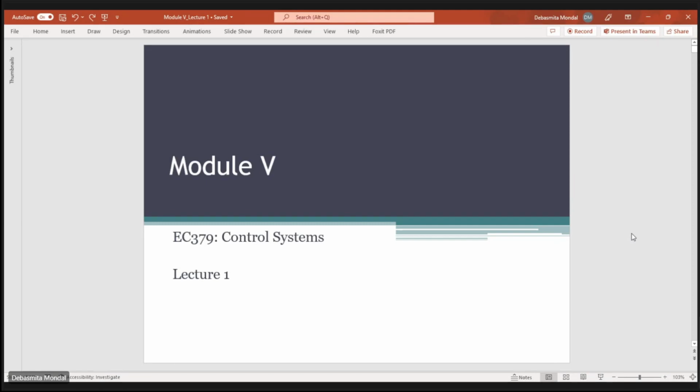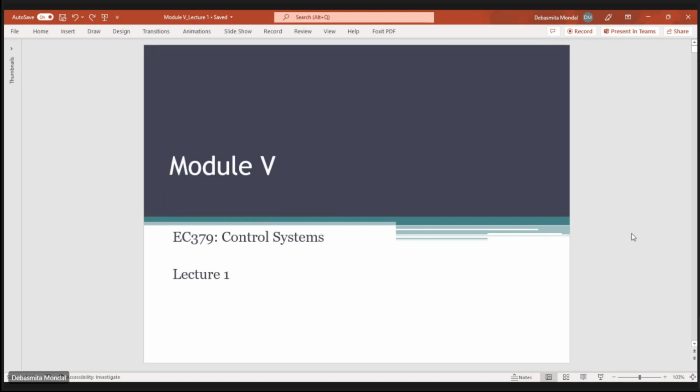So let's start with the last module of this course. In this module, we'll be talking about the frequency domain analysis of any control system. We have already talked about how to do the time domain analysis. Time domain analysis meant that we were analyzing the output of the control system with respect to time.